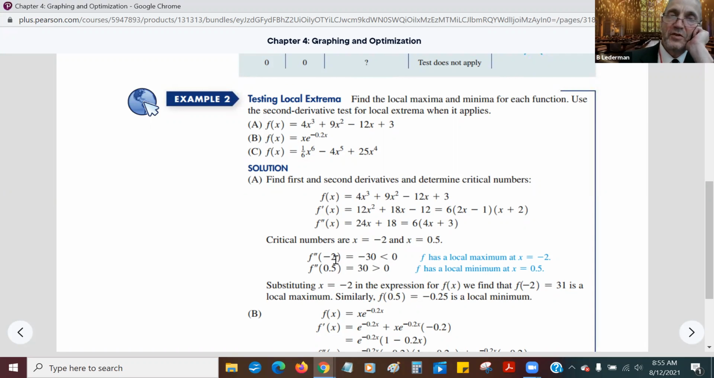Well, if I plug -2 into the second derivative, I get -30, which is negative. So that's a local max because it's concave down, so I have a crown on top. And for 1/2, I get +30, which means it's concave up. So I have a local min at that point. So 0.5 is the bottom of the valley. -2 is the top of the hill.